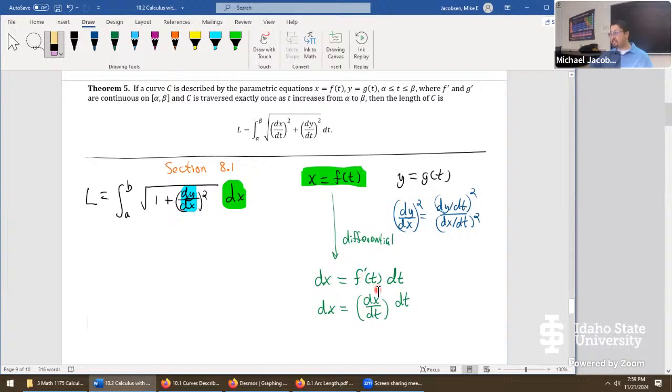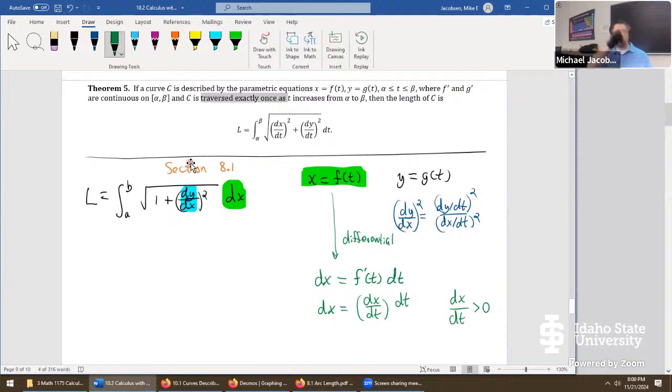So if we take this, well, it's still not exactly what we want. This dx/dt has to go inside the square root over here. So we're going to make one extra assumption. If we assume dx/dt is positive, and our author makes a comment at this stage. This is a reasonable assumption because our curve has to be swept out exactly once.